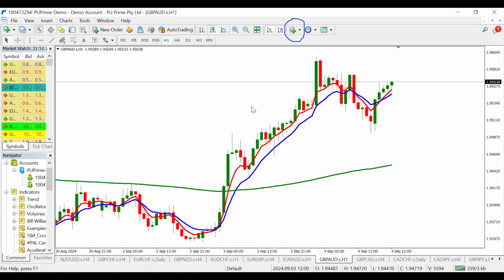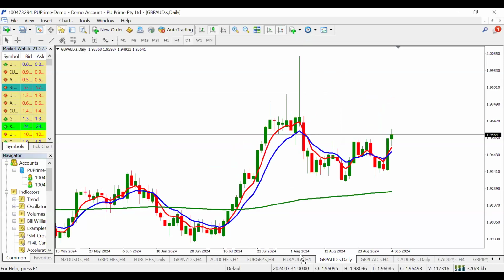Now you can use any color, so feel free to use colors. It's not the colors that make the money, you understand? Colors are just to help you identify the moving average and how you're using it. All right.